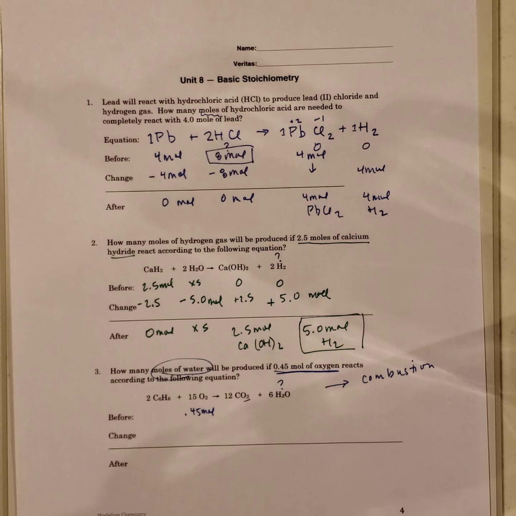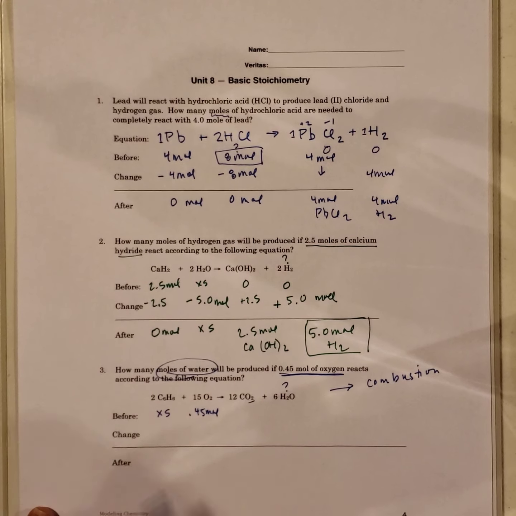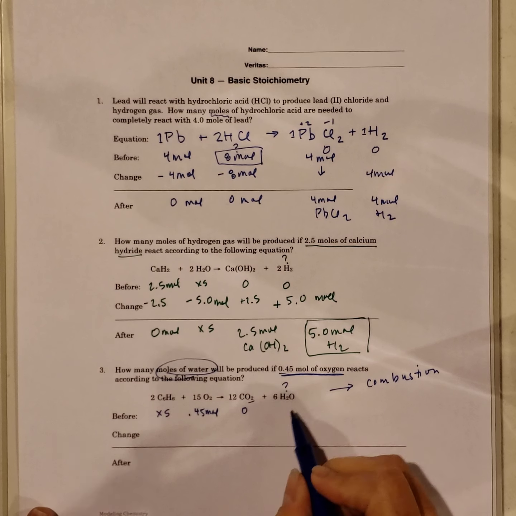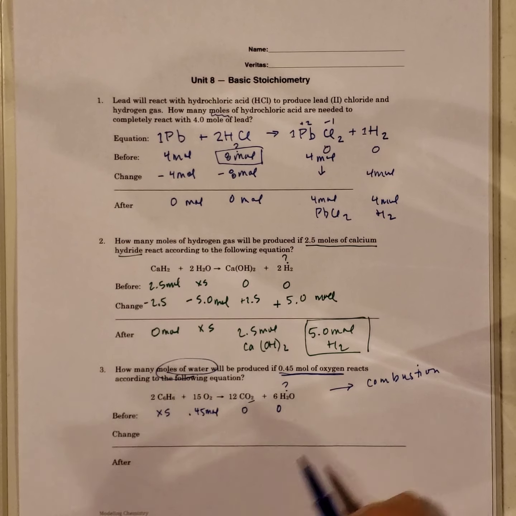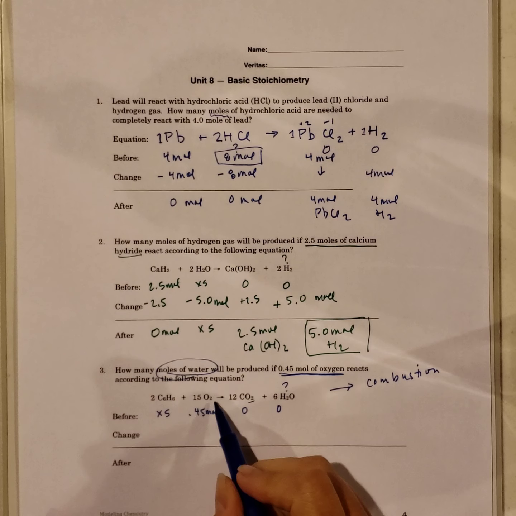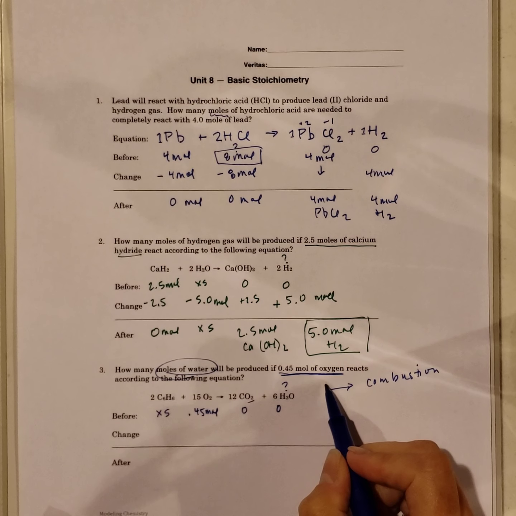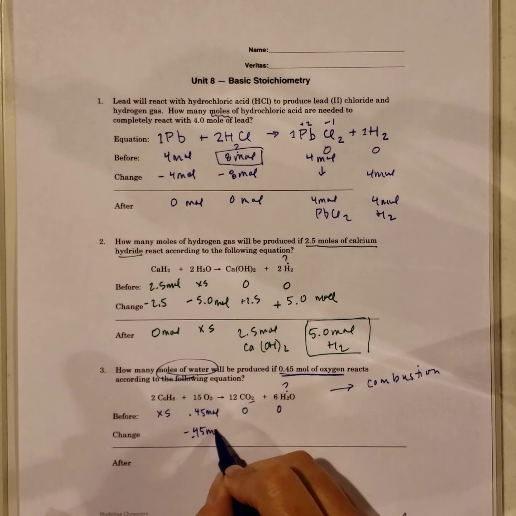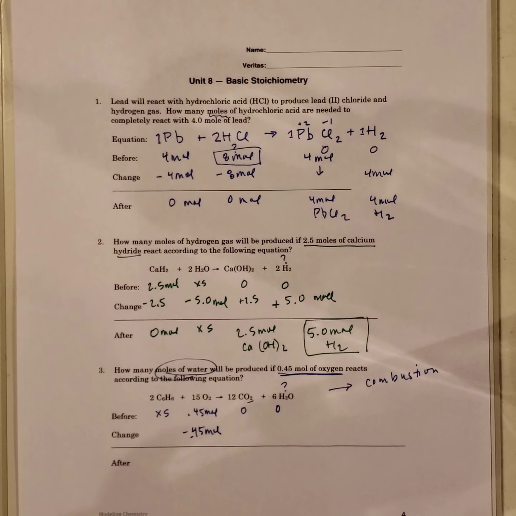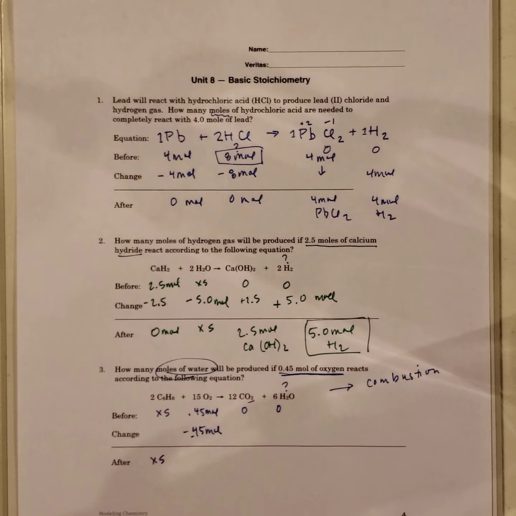Step 2, we're filling in what we know. So we're going to assume that this is the excess reactant. We start with 0 and 0 moles. Alright, so now we need to look at the change. We have 0.45 moles of oxygen. We're going to assume that all 0.45 are being used up. This is our excess, so we're going to just leave it as excess.